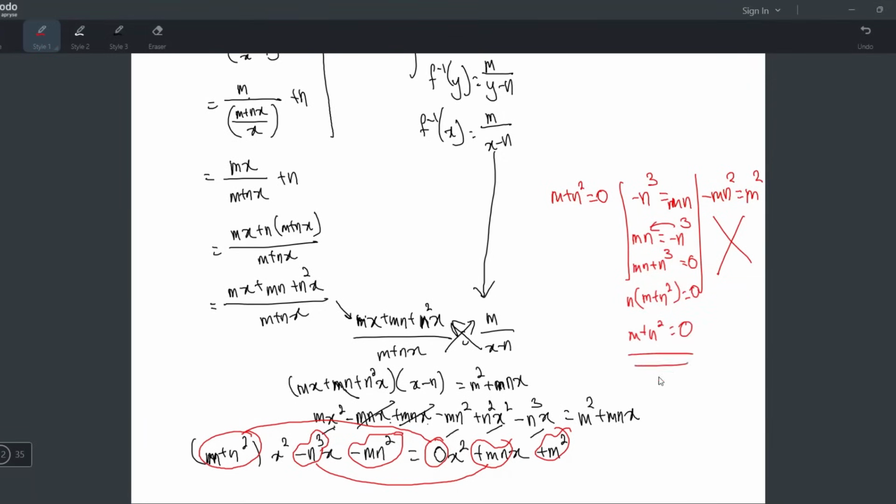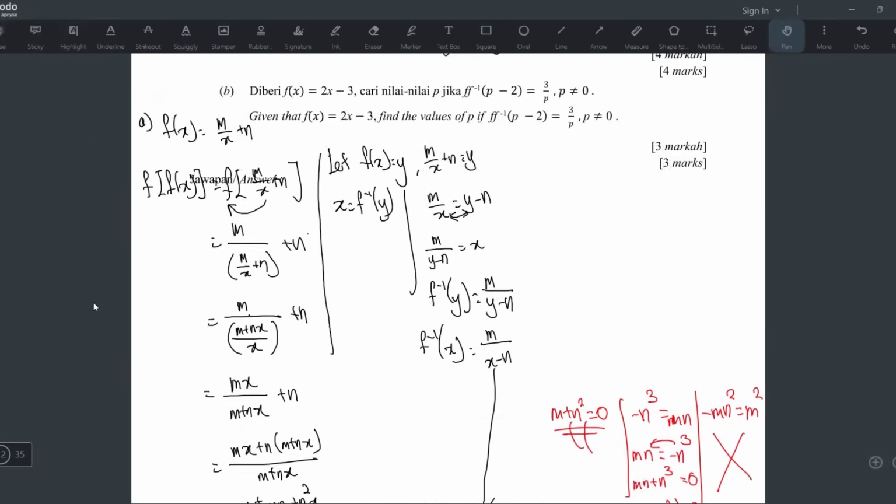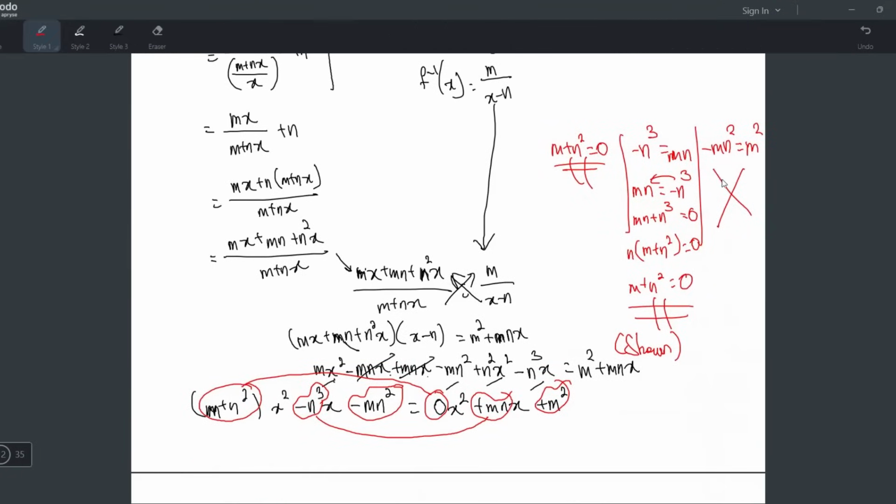Yeah, so this is also same with this. So shown lah, that's the answer. Okay, this is how I would do it. Okay, yeah. Kita takkan guna yang ni lah. Sebab if you do this, can I get the same? I don't know. Let's try.